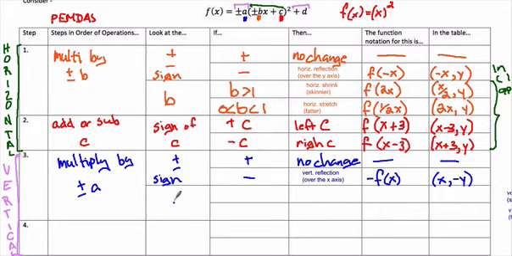Okay, next part here. Then we're going to look at the a. So if we have an a that is greater than 1, we will have a vertical stretch. And if I have an a that is greater than 0 but less than 1, so we're talking about a fraction, not a negative, then we're going to have a vertical shrink.